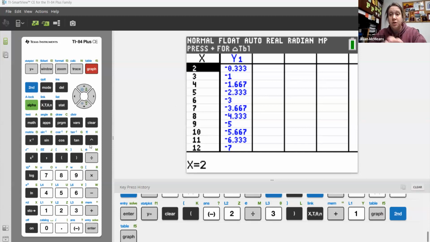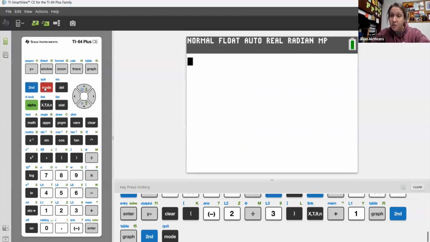Now, sometimes if you turn on your calculator and you see a weird screen, no big deal. It's very easy to get back to the basic home screen. All you have to do is go second mode. If you look above the mode button, it says quit. So if you hit second mode, it quits whatever screen you're on and takes you back to the home screen. So always remember that. But for us, we want to go to y equals.